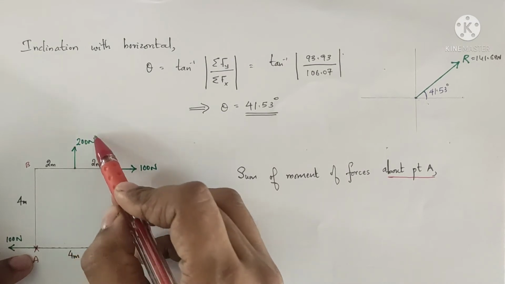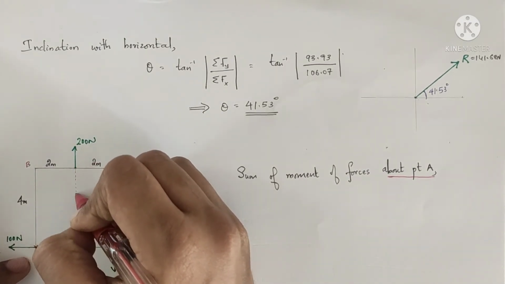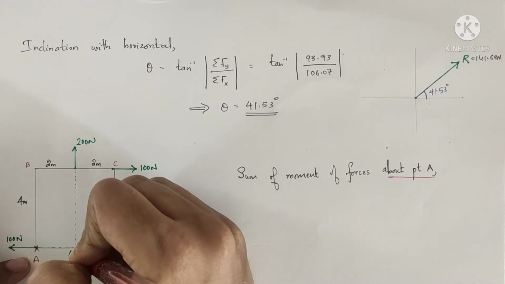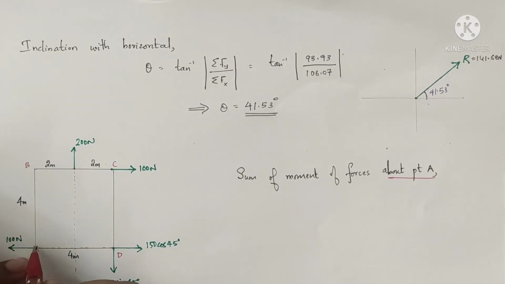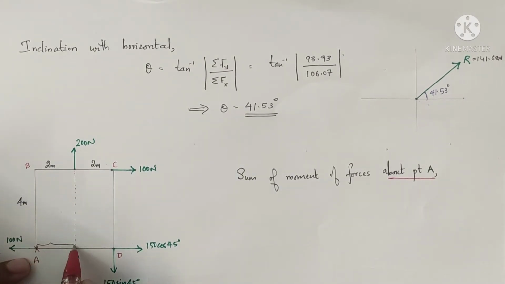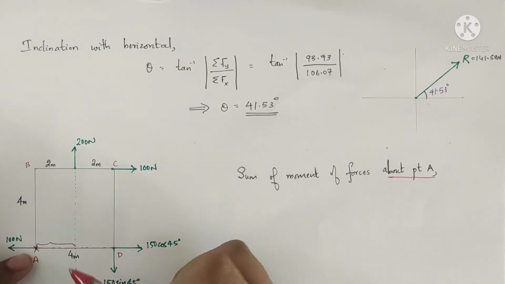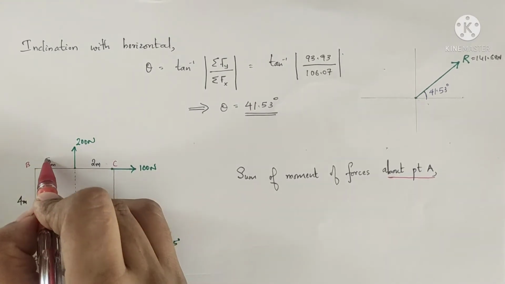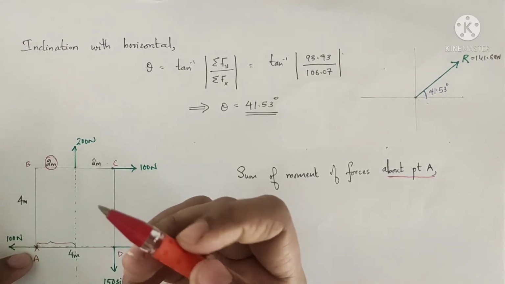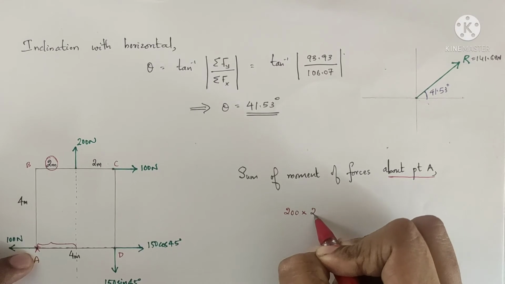This force 200 Newton, we'll draw the line of action. We'll extend this line of action. So this is the line of action of 200 Newton. This is the distance with respect to point A. The perpendicular distance between the line of action of force and the point A that we are considering is this, this is the perpendicular distance. So that is 2 meter. Now, so 200 into the distance is 2 meter.